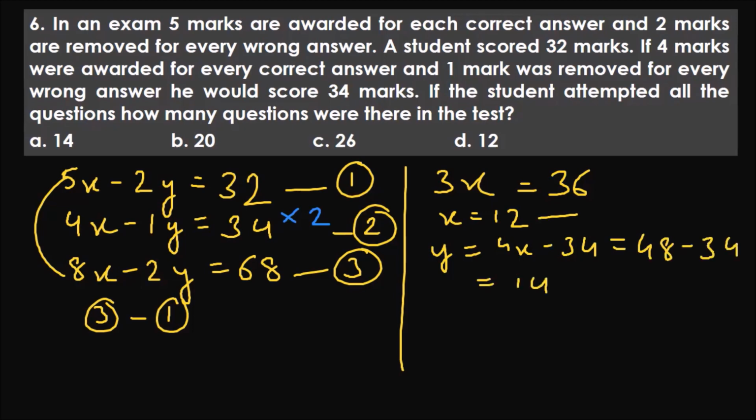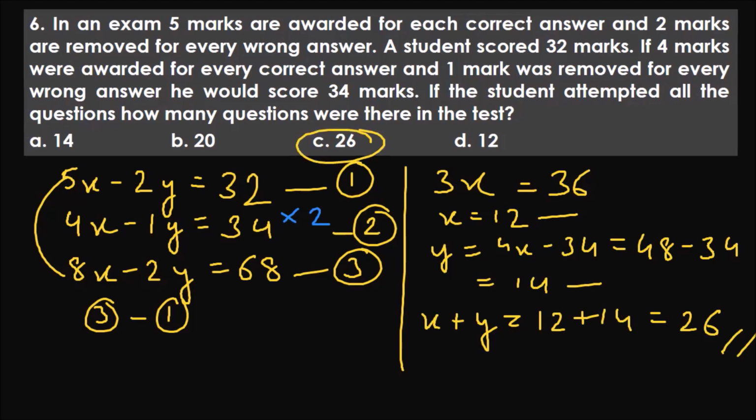So we have x, we have y. So obviously the total number of questions is x plus y. That is equal to 12 plus 14. That is equal to 26. Answer is C. That's it. It's not tough. It's pretty simple. It's just slightly time consuming, but it's not tough at all. Let's move on to the next question.